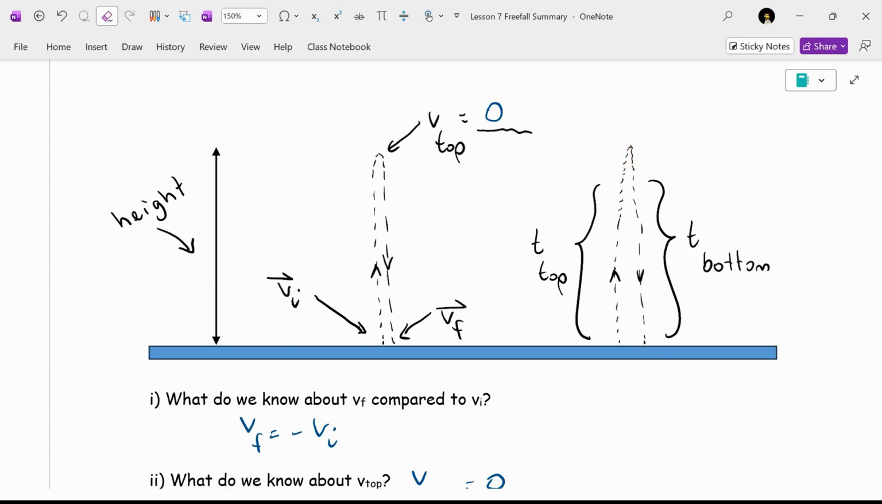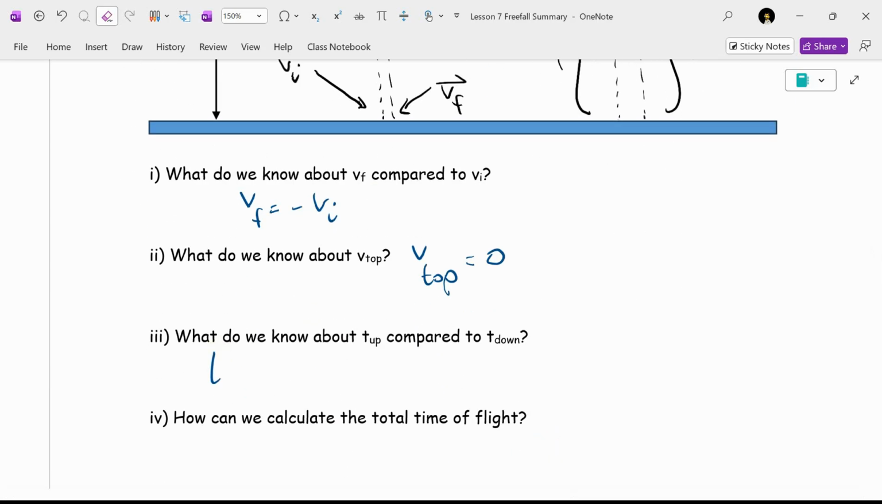It doesn't work when you're on a cliff because you'll fall down for longer than you went up. But from the ground, if you're starting and ending at the same height, same location, then we can say time up equals time down.